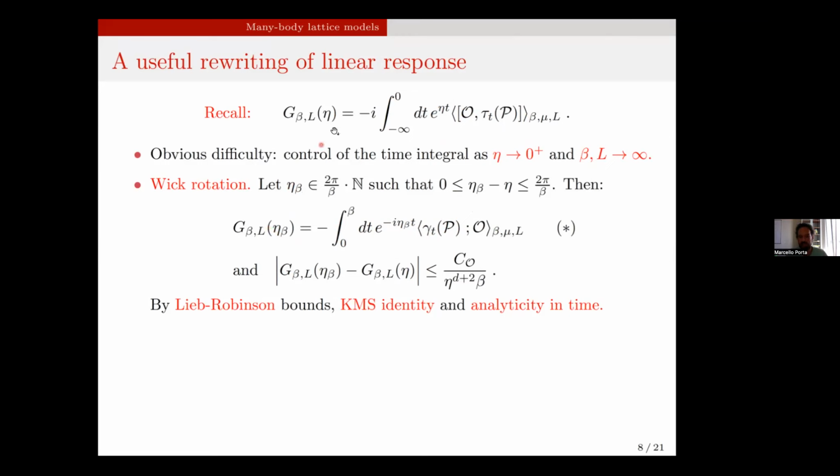Then you have to ask yourself what happens to the difference between these two integrals. It turns out that the difference can be actually proved to be small, uniformly in the system size, as beta goes to infinity, as a consequence of Lieb-Robinson bounds. Lieb-Robinson bounds allow you to bound this commutator in a way that spares you the volume growth of the system, and this eta is there because you have to control the time integral with this exponential. So this is nice.